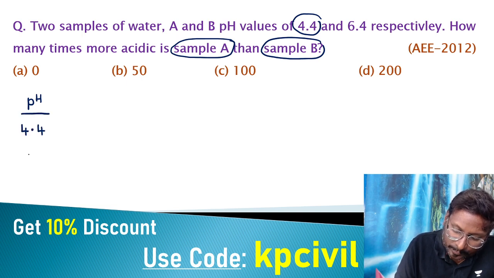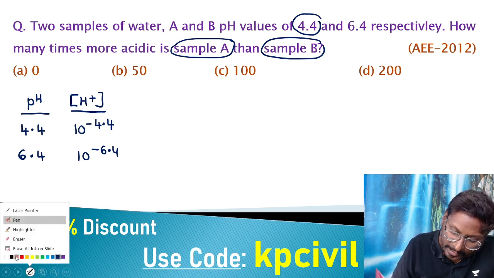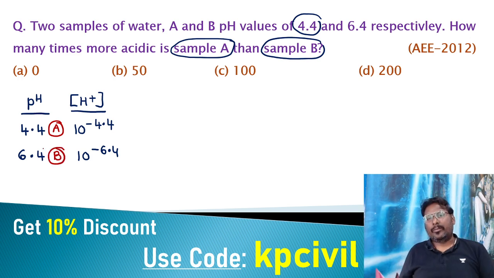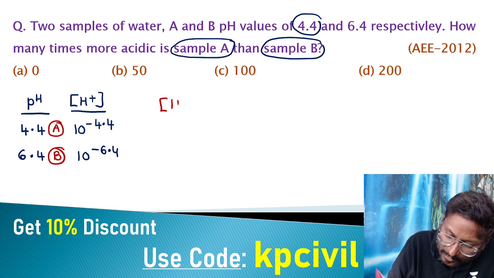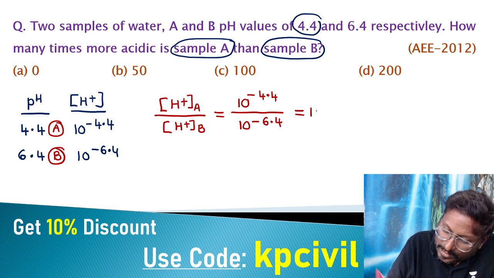So pH of A is 4.4, pH of B is 6.4. Their hydrogen ion concentrations are 10 raised to minus 4.4 and 10 raised to minus 6.4. Now we take the ratio of the hydrogen ion concentration of A to that of B: 10 power minus 4.4 divided by 10 power minus 6.4, which is 100.